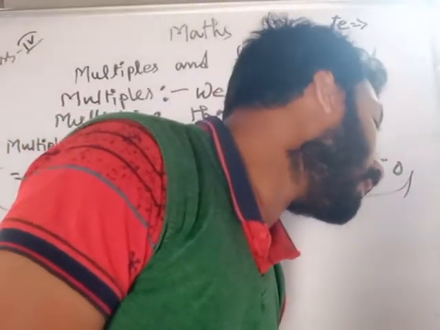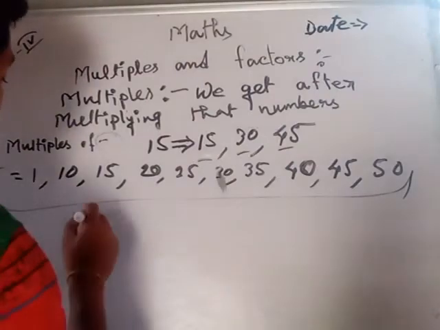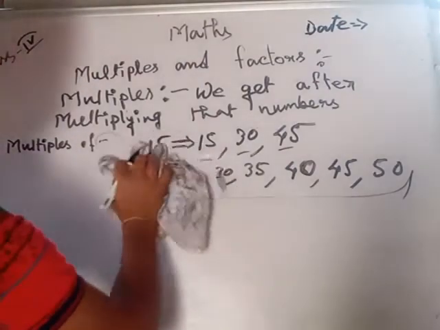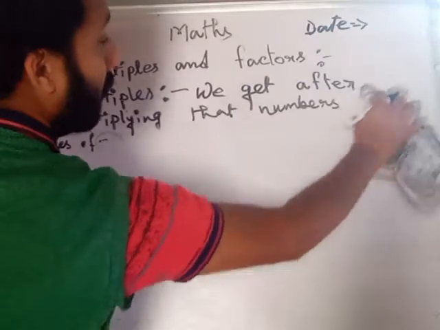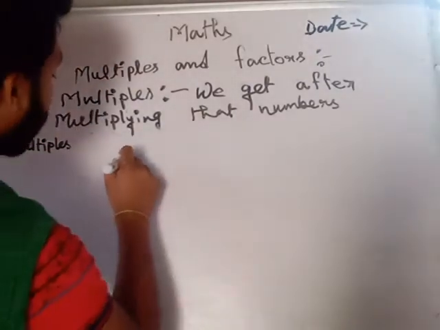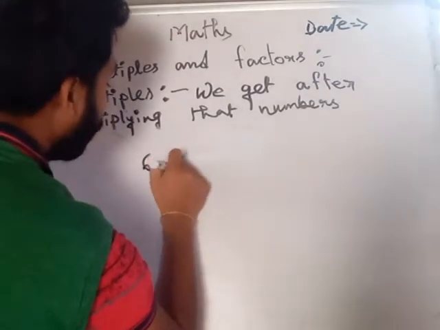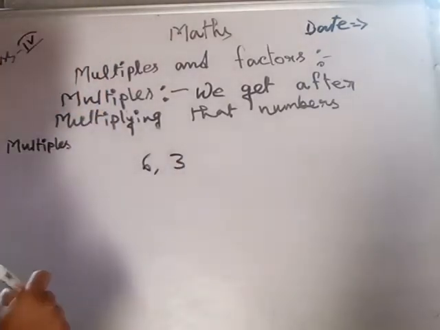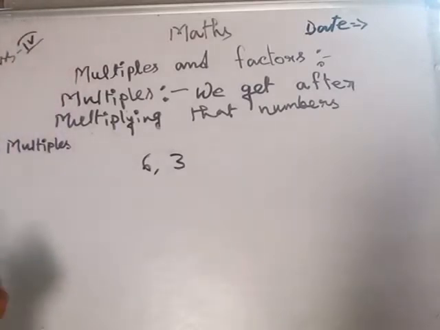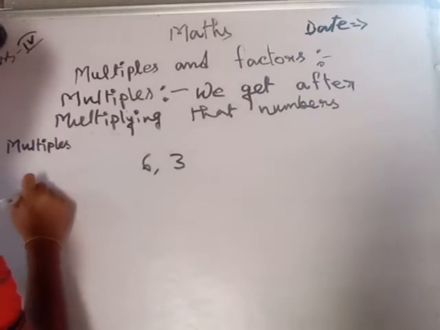Number 3, write the first 5 common multiples. Then we should go to the common multiples. Common multiples means they will give you two or more numbers. Suppose it is 6 and 3. First 5 common multiples. At first, multiples of 3.